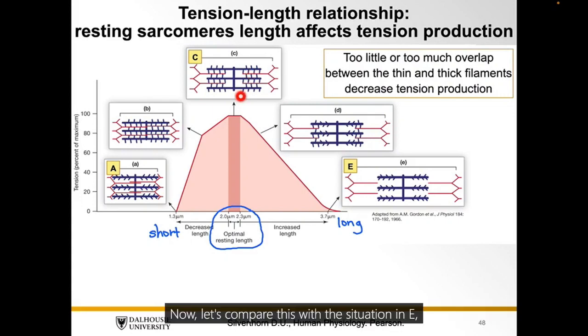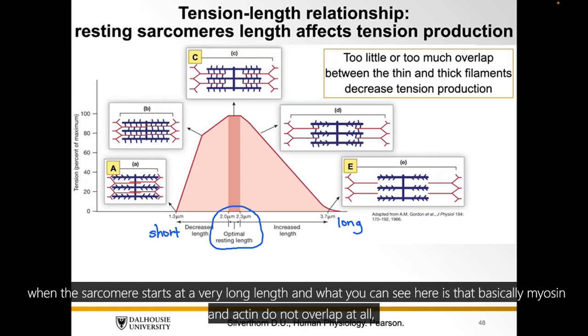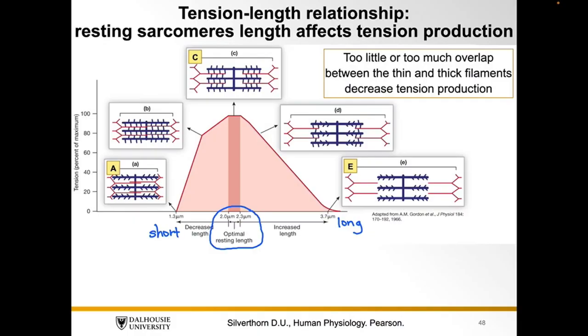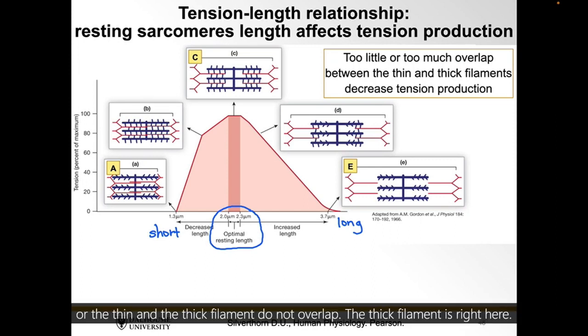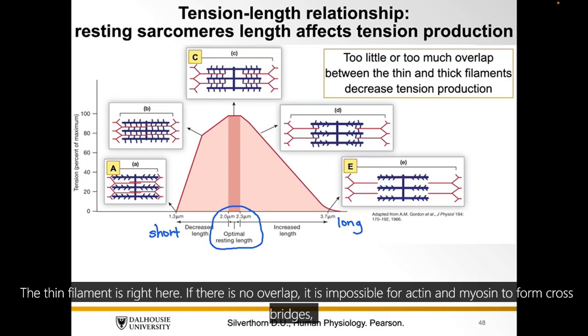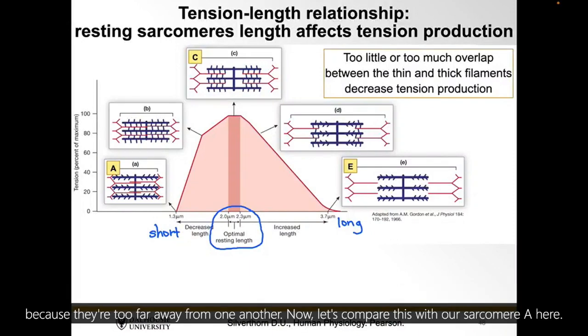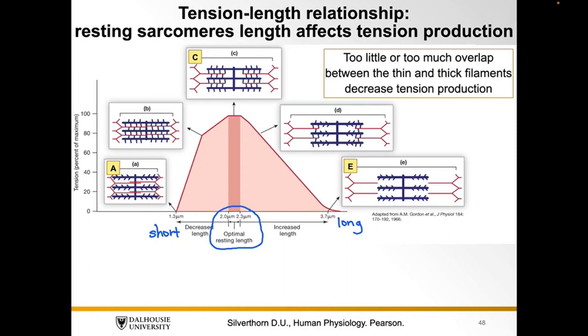Now let's compare this with the situation in E when the sarcomere starts at a very long length. And what you can see here is that basically myosin and actin do not overlap at all, or the thin and the thick filament do not overlap. The thick filament is right here, the thin filament is right here. If there's no overlap, it is impossible for actin and myosin to form cross bridges because they're too far away from one another. Now let's compare this with our sarcomere A here.